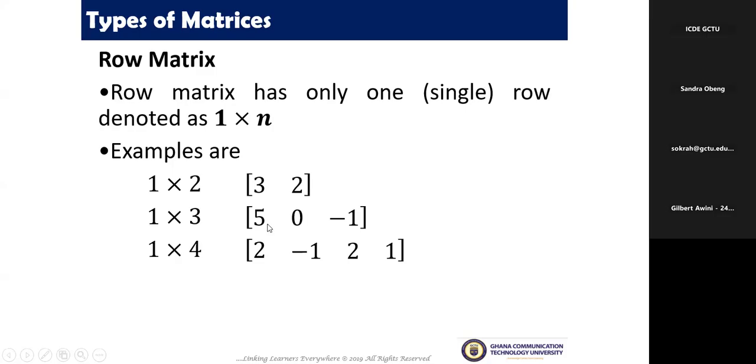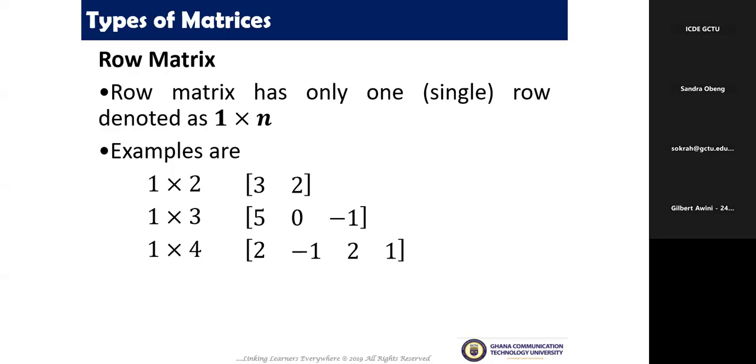So these are our examples. You can see that they all have only one row, but the number of columns are different. But only one row can be found. So that is a row matrix. If you have any question, please draw my attention, ask your question freely, then we will answer you freely in a nice way.